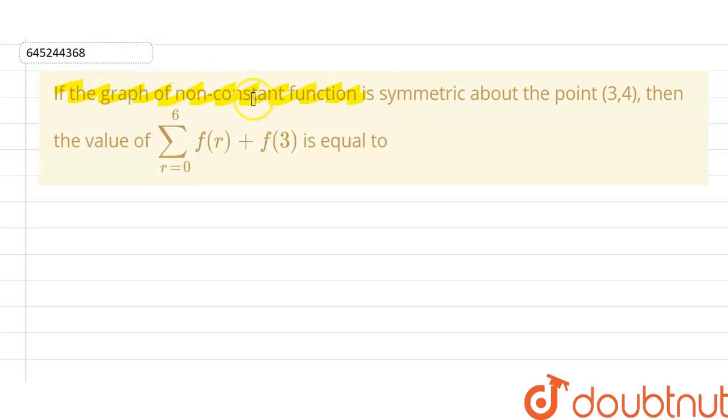Okay, so the given question here is: if the graph of a non-constant function is symmetric about the point (3, 4), then the value of the sum from r equals 0 to 6 of f(r) plus f(3) is equal to, we have to find this value here.